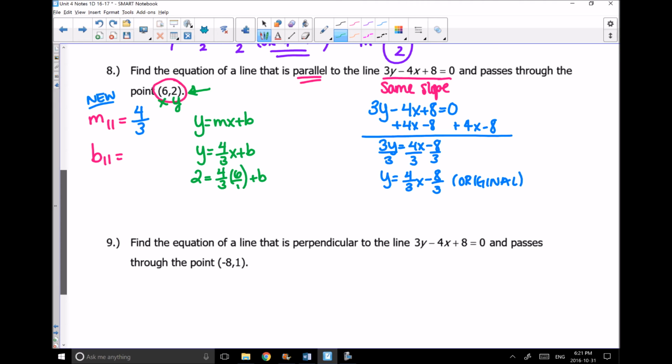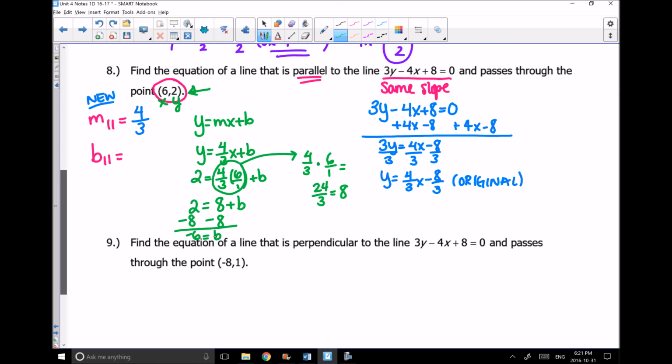Now let's do this multiplication on the side over here. I get 4/3 times 6 over 1, so I get 24 over 3, which is 8. So I get 2 equals 8 plus b. Subtract the 8 from both sides, I get negative 6 equals b.